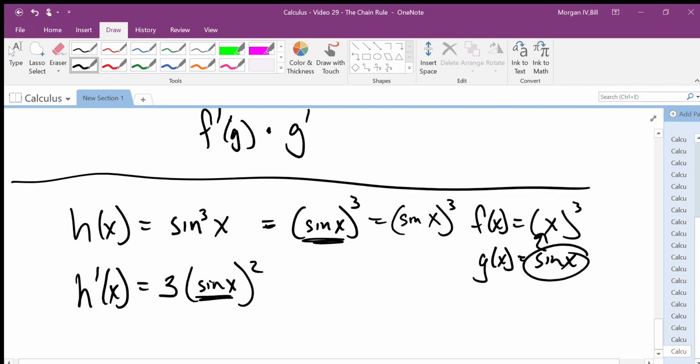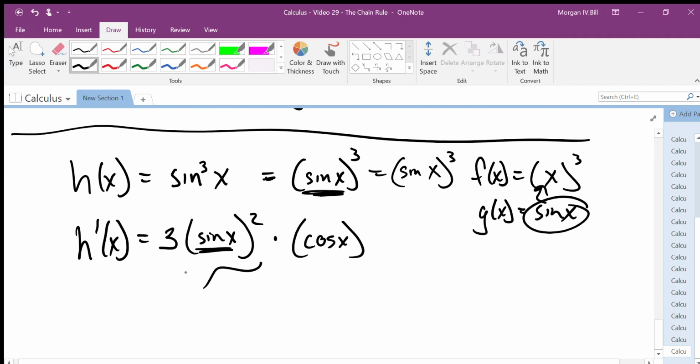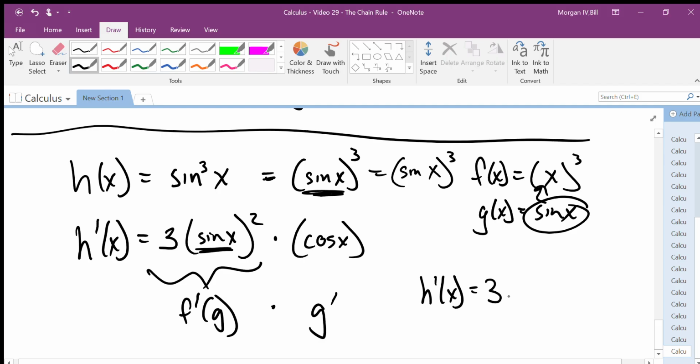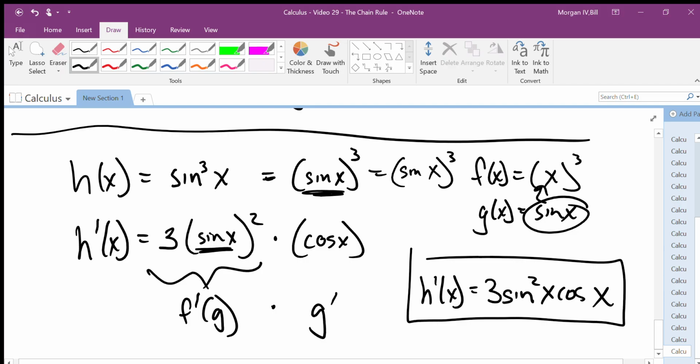But then we multiply that by the derivative of the blob. Multiply it by the derivative of sine of x. The derivative of sine of x is cosine of x. So this first part here, that is f prime of g, and the second part is g prime. And if I were to write this out, I would say that h prime of x is 3 sine squared of x cosine of x. I would rewrite it, instead of sine of x in parentheses squared, as sine squared of x, our conventional notation. All right, moving on.